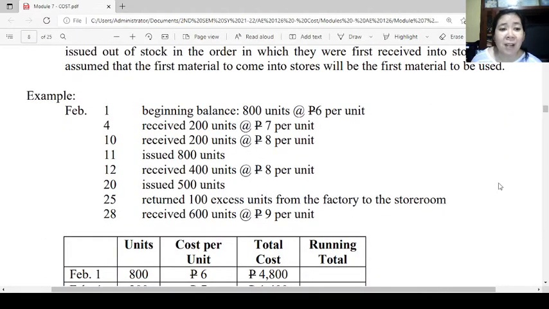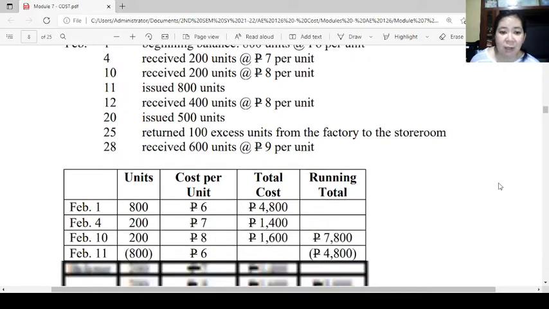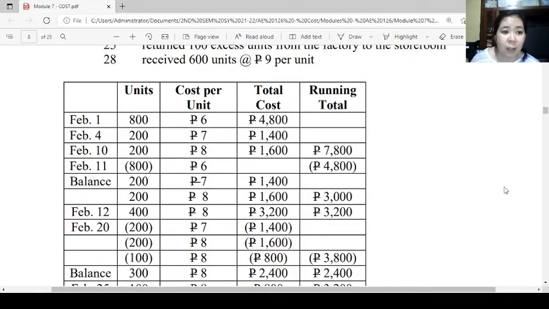Okay, so we have here an illustration. So you are familiar with this already. Okay, so we have here the transactions: beginning balance of 800 units, received 200 units for 7 per unit, received another 200, issued 800 units, received another 400 units, issued 500 units in production. There was a return, okay, for the excess of 100 units and received another 600 units. So to account for that, we have here the format to use to account for the FIFO method costing.